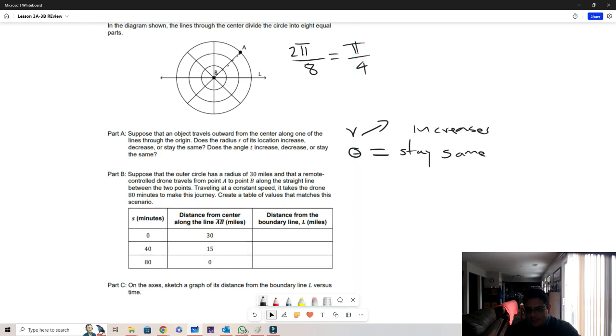So let's create a table that matches the scenario that we have here. At 0 minutes the distance is 30, then at 40 minutes the distance is 15, and then at 80 minutes it finally reaches the point B.